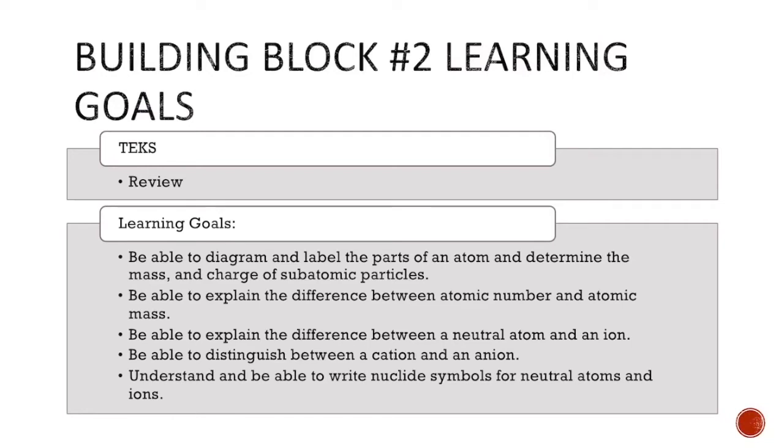Your learning goals are to be able to diagram and label the parts of an atom and determine the mass and charge of subatomic particles, to be able to explain the difference between atomic number and atomic mass, to be able to explain the difference between a neutral atom and an ion, be able to distinguish between a cation and an anion, and understand and be able to write the nuclide symbol for neutral atoms and ions.